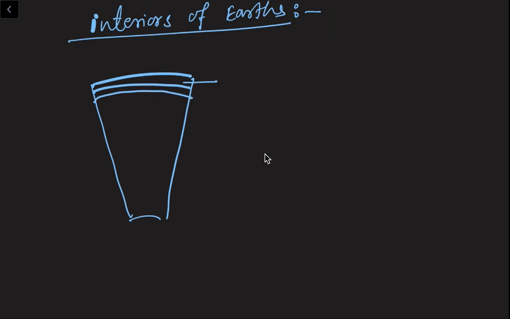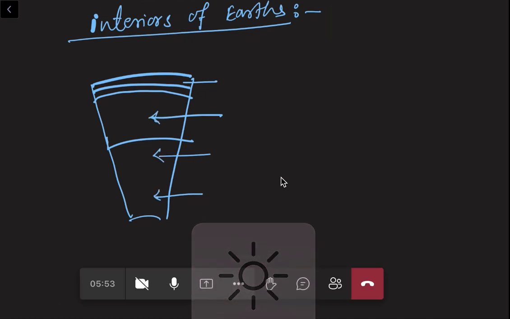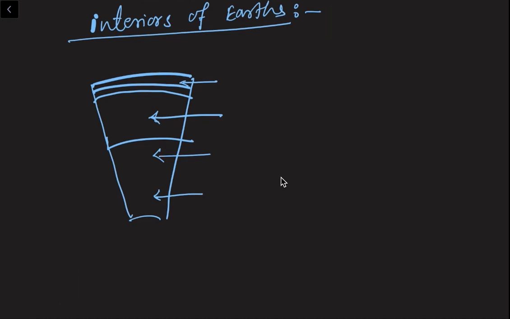The asthenosphere, then there is a mantle, and then there is an outer core and inner core. So we studied this structure. We also studied its chemical composition. But how did it appear to us? How do we know that the interior of Earth is like this? For that we have some evidences.